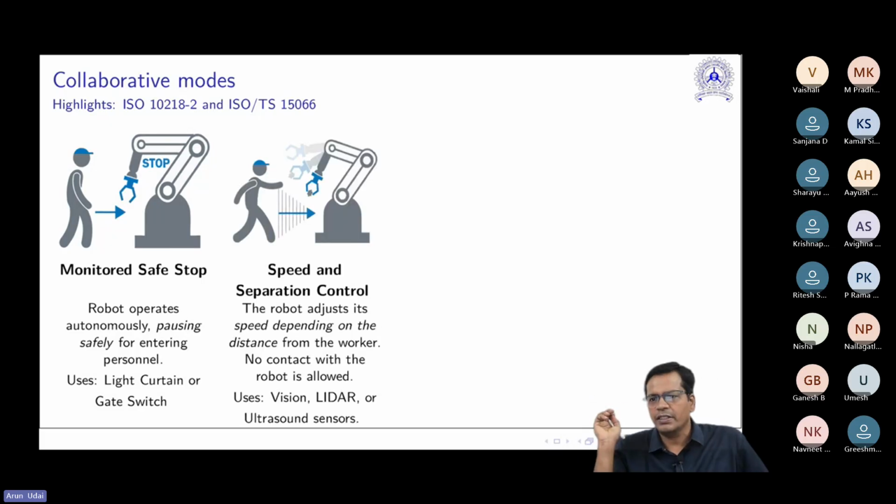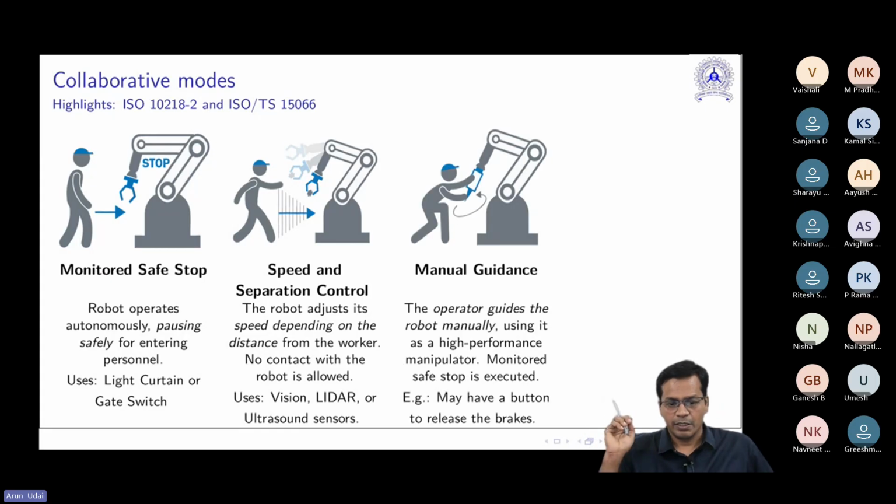Next one is speed and separation control. The robot adjusts its speed depending on the distance from the worker. If you go close, it will operate slowly. No contact with the robot is allowed. It uses vision, lidar or ultrasonic sensors. It can detect the speed with which you are approaching the robot. The higher the speed, even if you are far off, but you are approaching fast, then the robot goes slow. So they are governed by that.